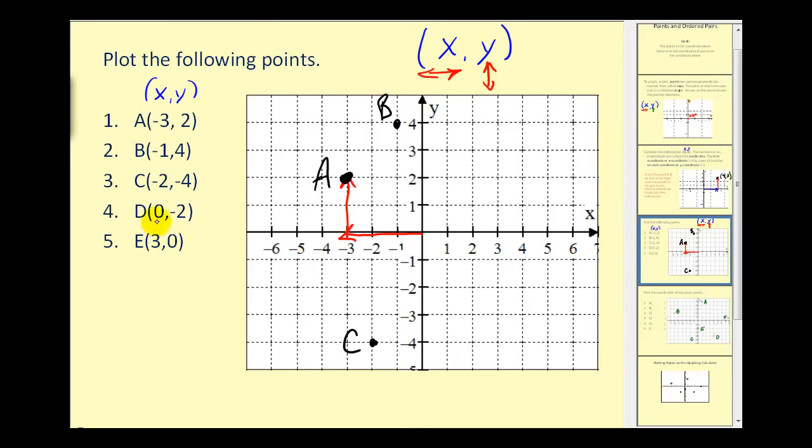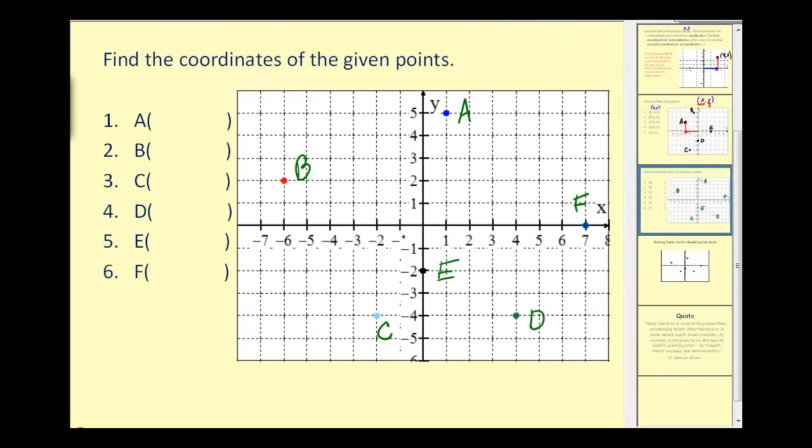D has the coordinates (0, -2). This 0 tells us we do not go left or right at all. We stay right at the origin, but with the y-coordinate of negative 2, we need to go down 2 units. And lastly, the point (3, 0). This 3 tells us to go right 3 units, and the y-coordinate of 0 tells us that we do not go up or down. We stay right on the x-axis. So the point (3, 0) would be right here on the x-axis.